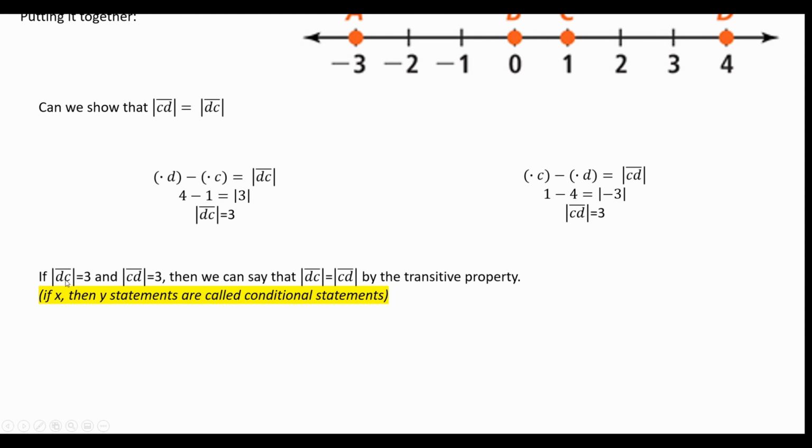This statement where I have if something, comma, then something else is called a conditional statement. That's coming later in the topic. But if X, then Y statements are called conditional statements. X is everything after if and before the comma, right? So DC equals 3 and CD equals 3 is my X value. And then my Y value is everything after the comma through the end of the sentence.